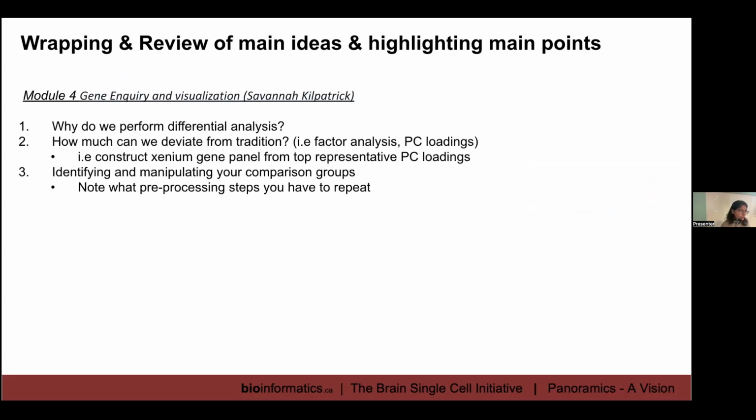Now, in module 4, gene inquiry and visualization. So the question is, why do we perform differential analysis? And how much can we deviate from tradition? When you do differential analysis, why do you want to do it? Is it really because you want to look at fold differences? Or do you just want to identify cell type enrichment in a region? There are different ways to do it. You can also look at PC loadings.